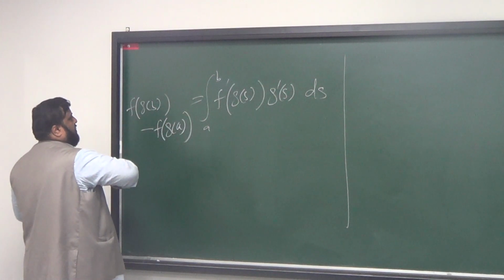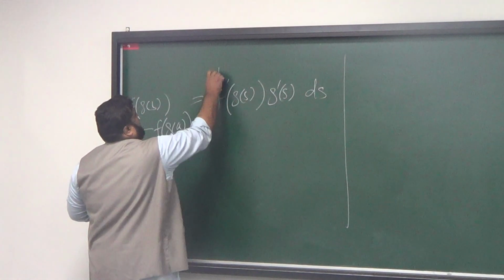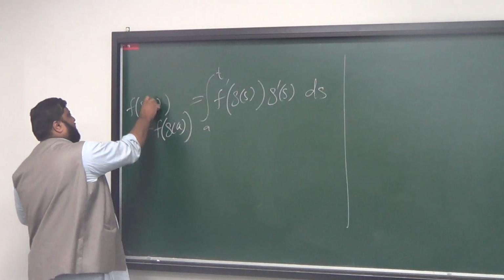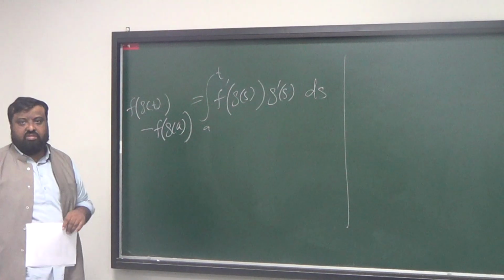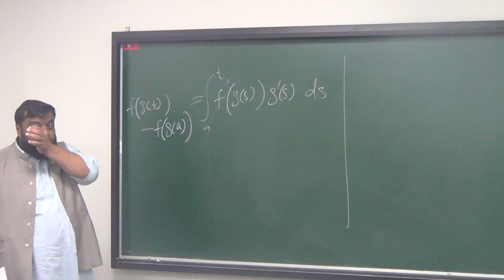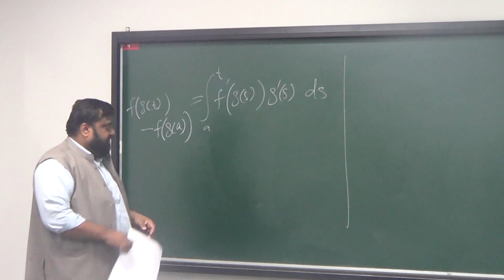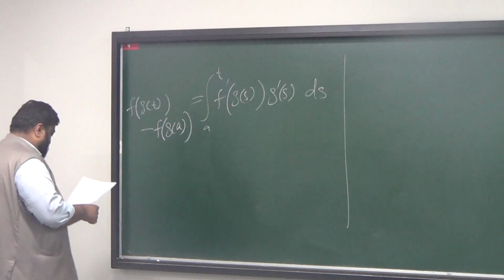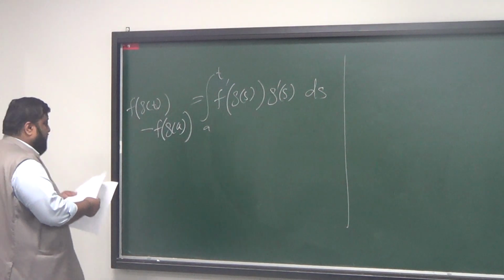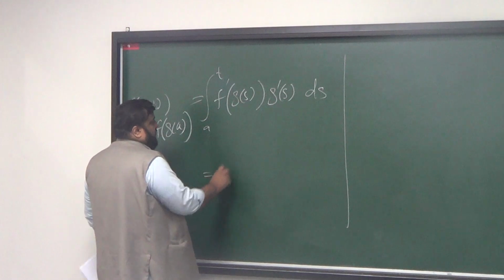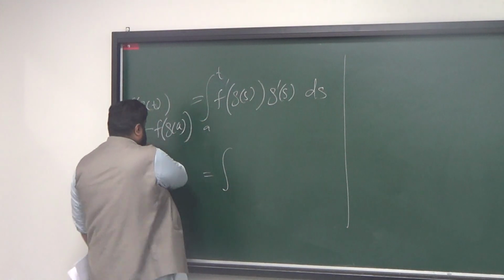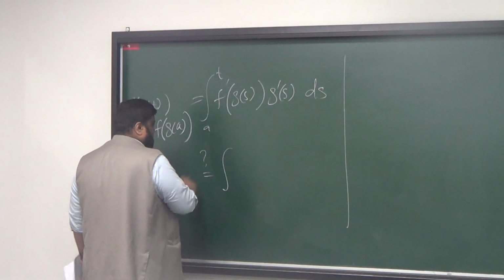The same would be true even if I take an abstract instant t here. So we have the fundamental theorem of calculus. Question: are we going to have a similar kind of an identity? In other words, is this identity true?